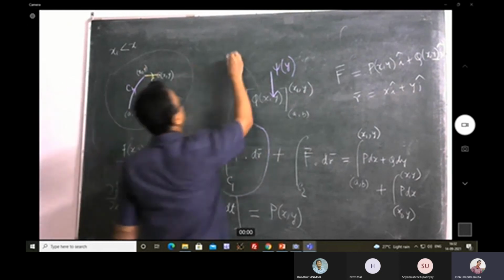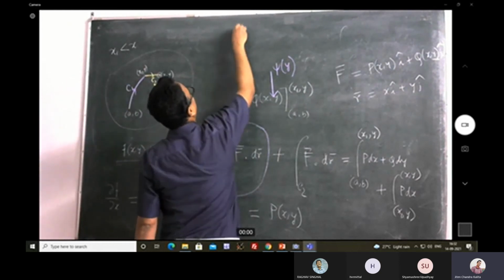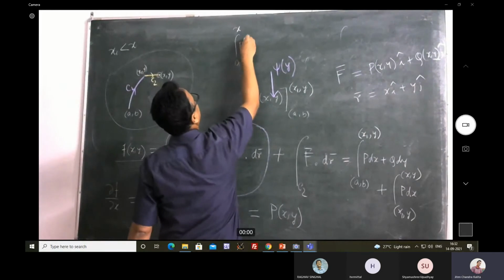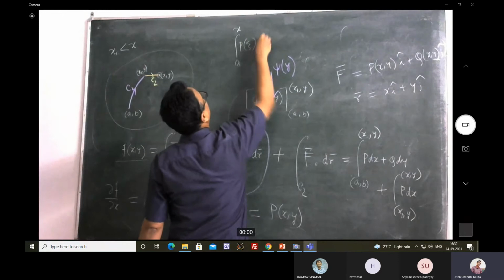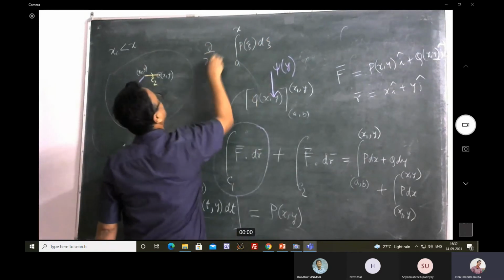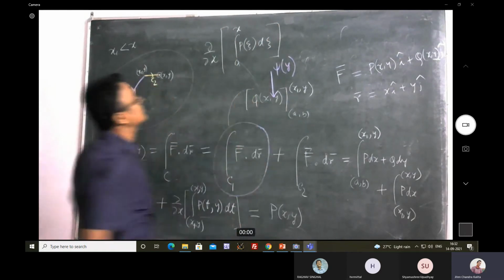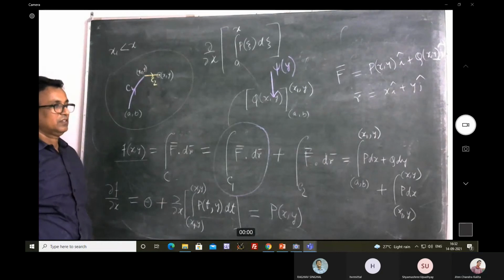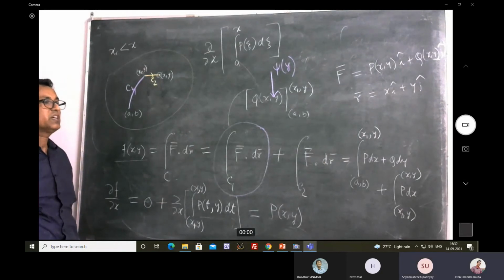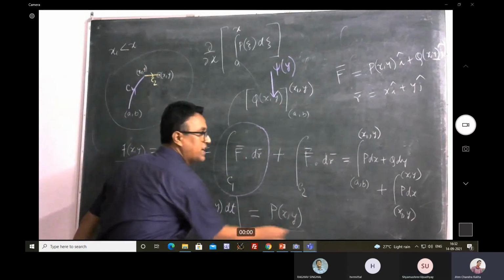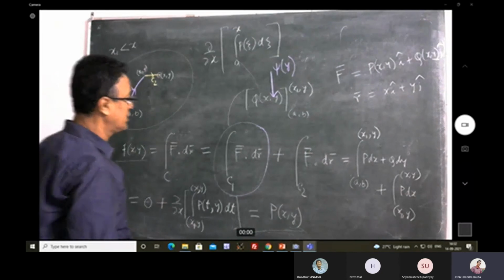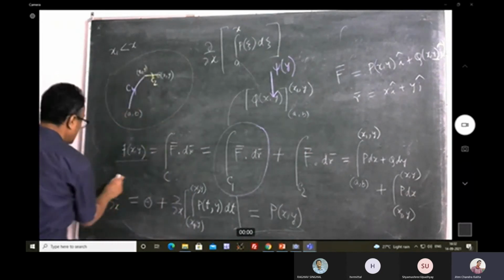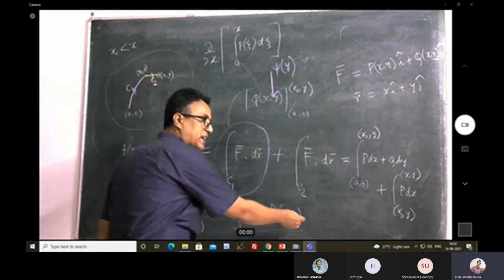It has become something like this, isn't it? So that is going to give you simply P of x. So the same thing is happening here. So that means I have got del f del x equal to P of xy.